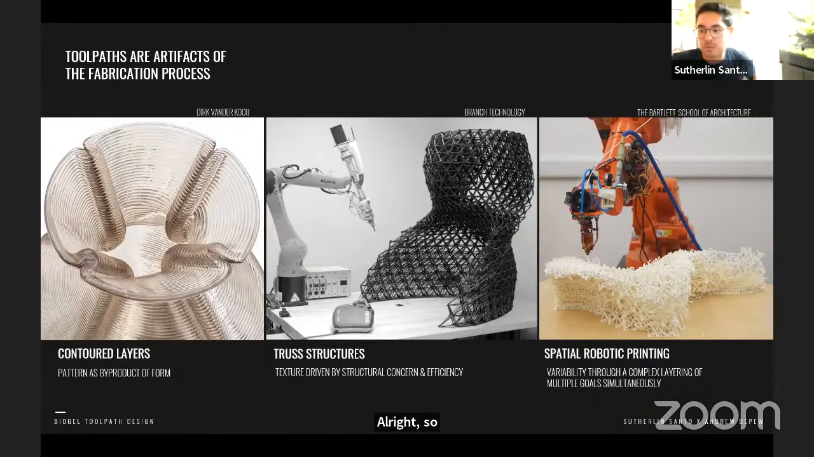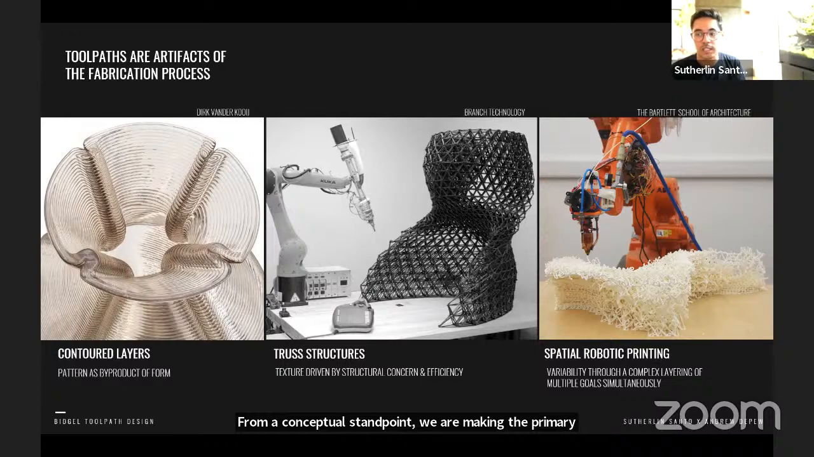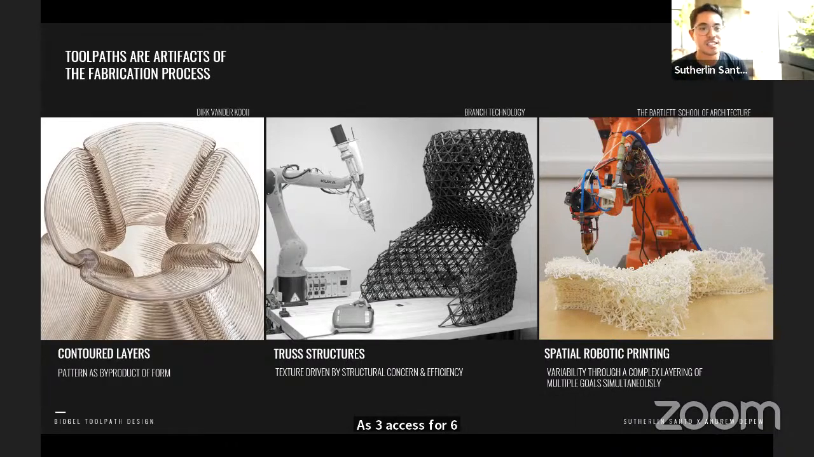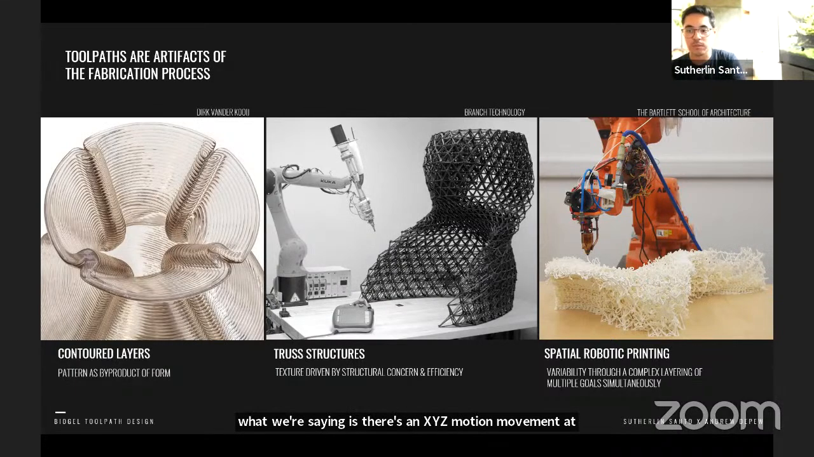From a conceptual standpoint, we are making the primary argument about the motion that any sort of equipment takes. This presentation is going to show a lot of robotics, but the same is true for gantries. The primary difference between your desktop 3D printer versus a robot, and there are a lot of differences, but maybe we can summarize it for the point of this presentation as 3-axis versus 6-axis. In either case, there's an XYZ movement at the very least. Robotics have 3 additional, but in concept, the toolpathing is very similar in that the extrusion process is based off of some predefined motion planning.